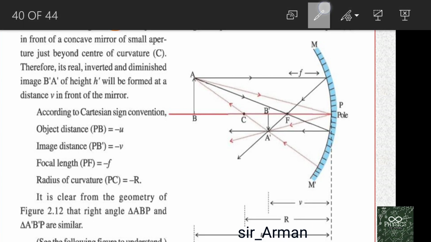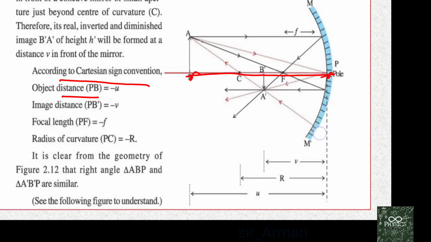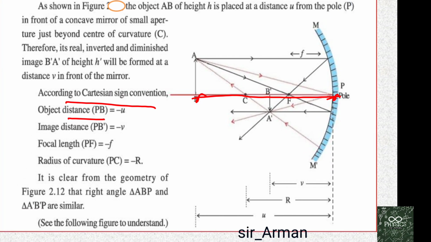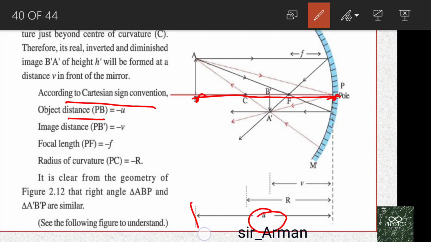So here, from the Cartesian sign convention, right? Please watch the previous video. If you don't know the Cartesian sign convention, you will not understand this. So here, object distance PB, this distance is the object distance, and we have assumed that this distance is u, right? So here this distance is u, but it is lying on the left of the mirror, so it is minus u.